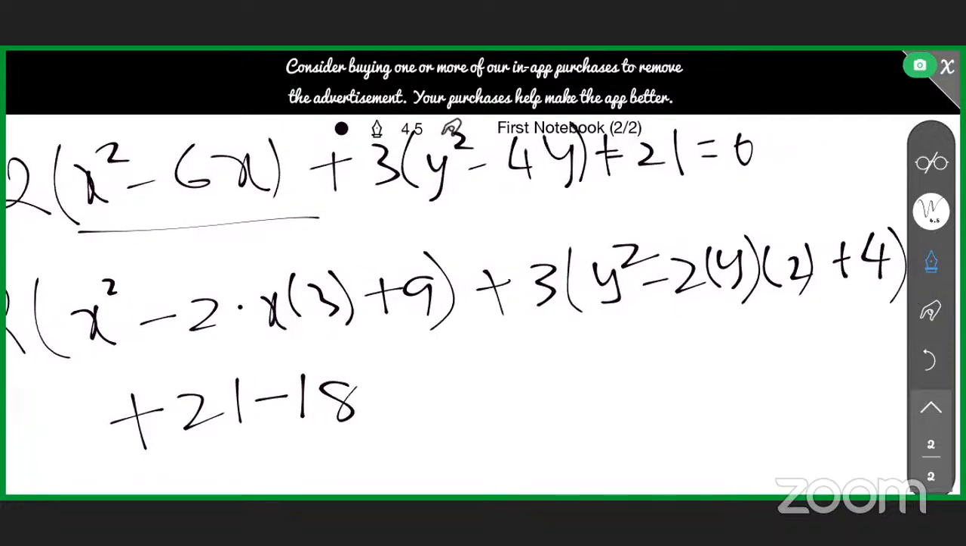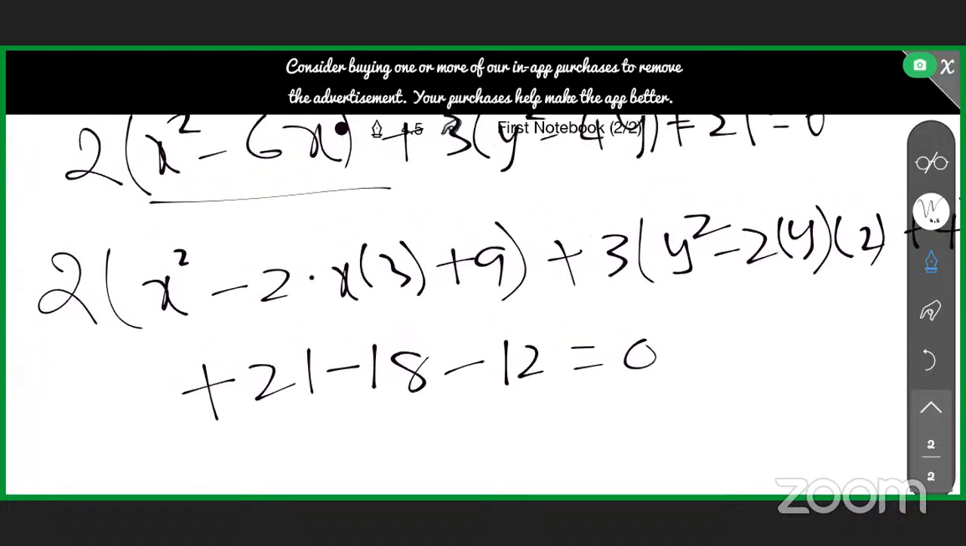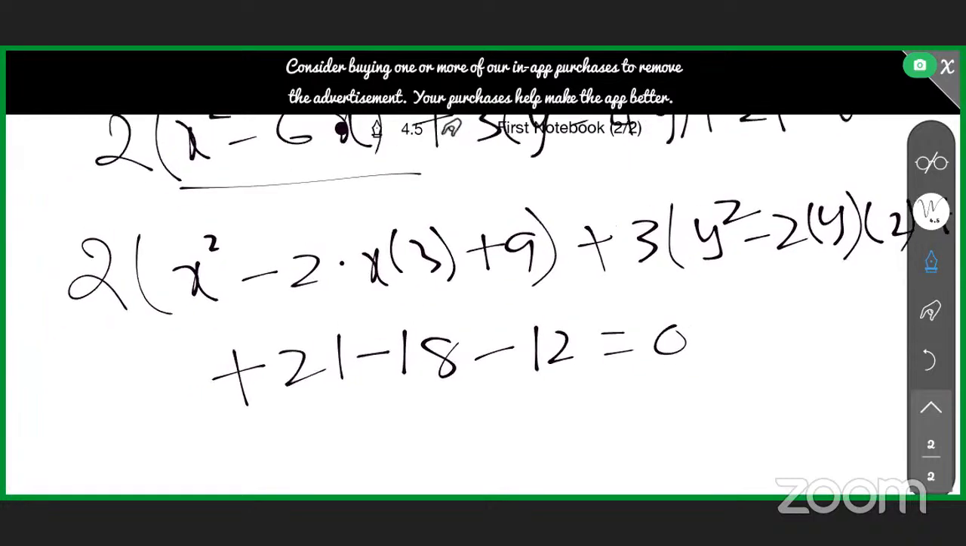Here how much have I added? 4 into 3, 12 I have added, so I have to subtract 12, minus 12 is equal to 0. We are making a perfect square inside. How did minus 18 come? See, if for example I am doing this addition and subtraction here itself, plus 9 minus 9, bracket is there. If I take this term outside, it means 2 into 9, 18, plus into minus, minus 18.